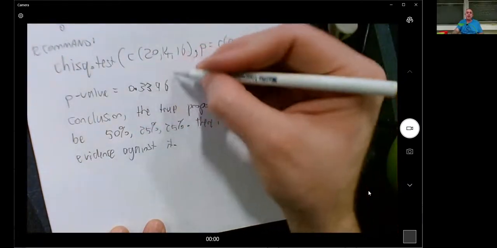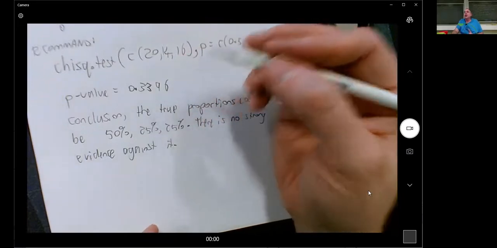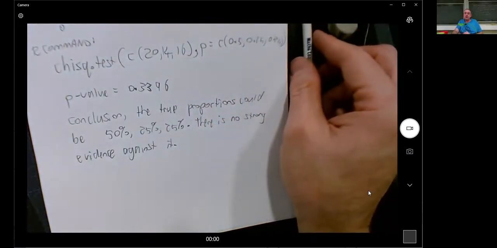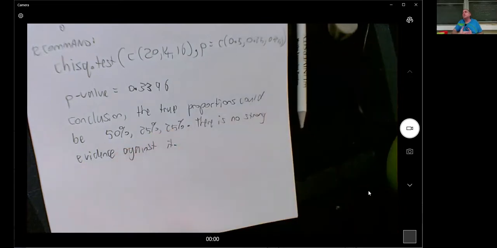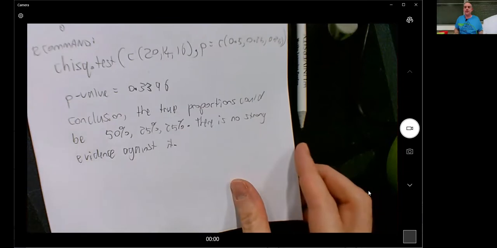But if my p-value had come out to be 0.0002, I would have said there is strong evidence to suggest that the true proportions are not 50%, 25%, 25%. But they totally could be this. But notice I'm not saying the true proportions are 50%, 25%, 25%. They could be. There is no evidence to suggest they're not. But there's probably also no evidence to suggest they're not 51%, 24%, 25%. How are you feeling about that process?